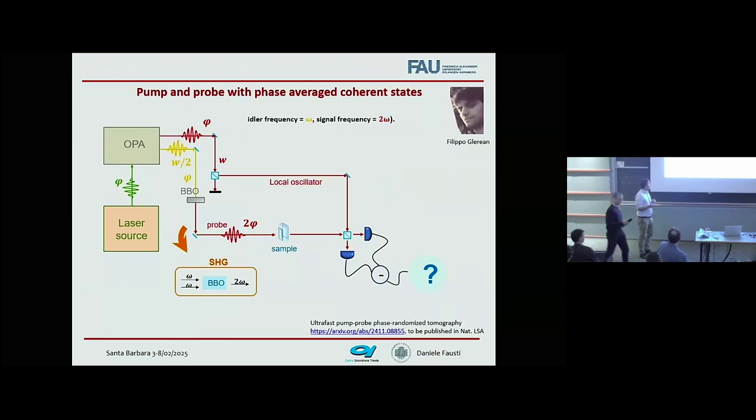Sorry? I tune it such that the idler has half the frequency. So the sum of the frequency of signal and idler should be the frequency of the laser, and I tune the idler such that it has half the frequency of the signal. Just a very naive tuning of the OPA where I just select.